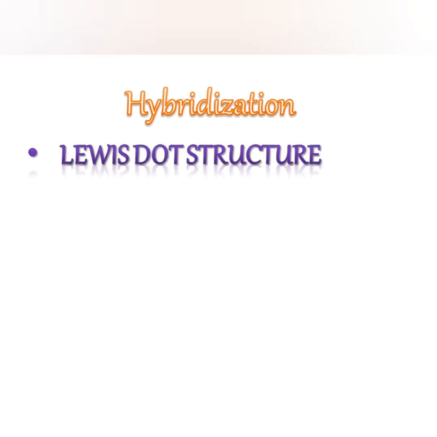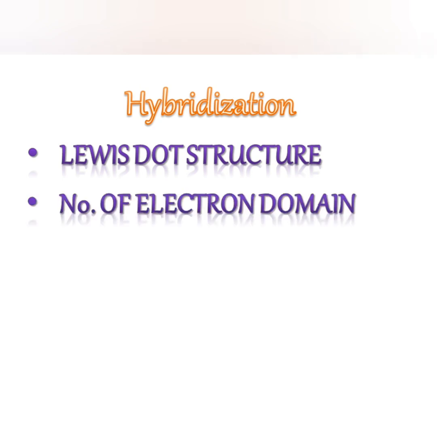In this video tutorial, we will learn a very easy way to determine the hybridization of an atom. All we need are two steps. 1. The Lewis dot structure for the compound. 2. The number of electron domains, or areas of electrons, surrounding an atom.